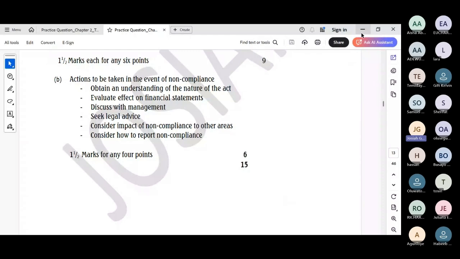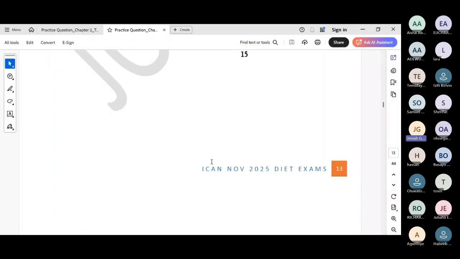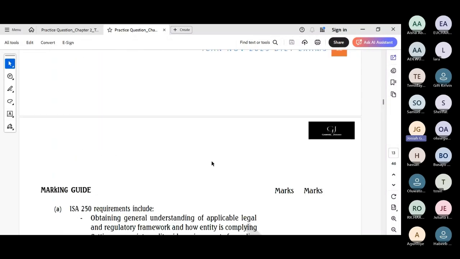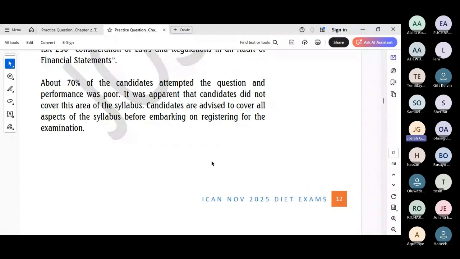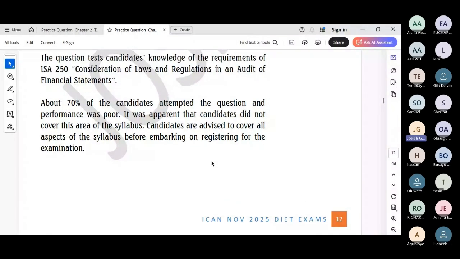Very important. Okay, I think it's a fairly easy question. So I'm looking at it in a way he will test it with a scenario, but he will bring the same question. He just brings a scenario to test this kind of question. And 70% of the candidates attempted the question and it was poor. Wow.